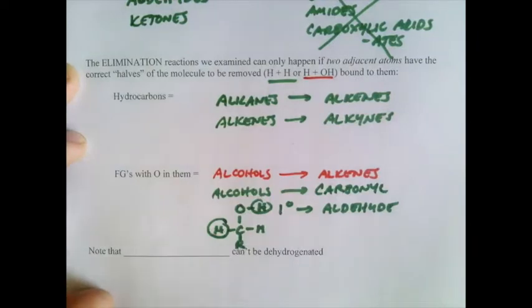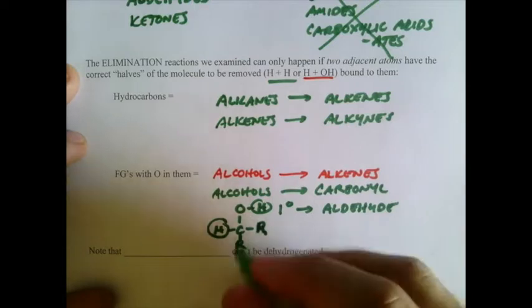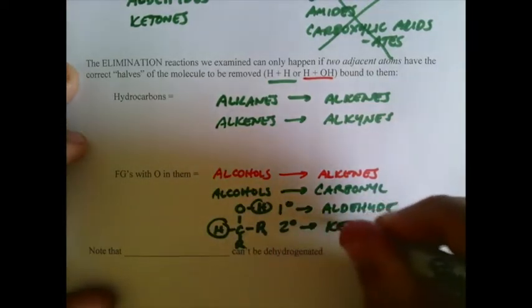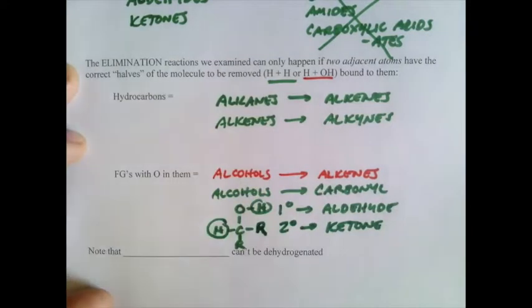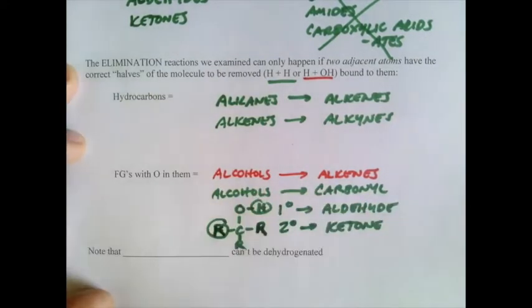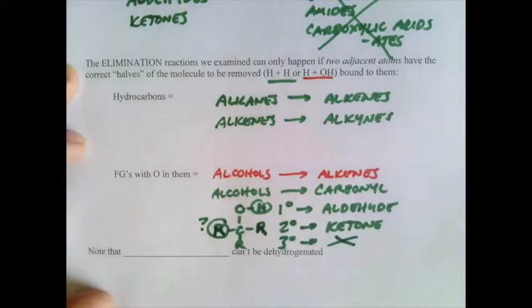On the other hand, if I made this a secondary alcohol, if I turned that H to another R group over here, well, now I would have a carbonyl with carbon on either side of it. That would actually give me a ketone. Lastly, if I make this an R group, well, now there's no H for me to take away from that carbon. And so it turns out a tertiary alcohol doesn't do anything.